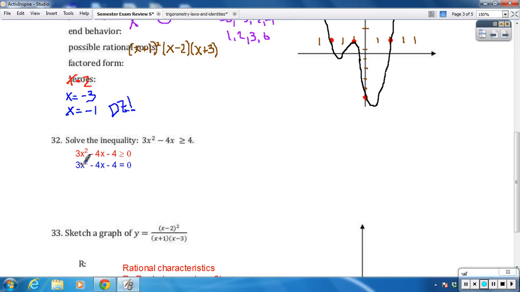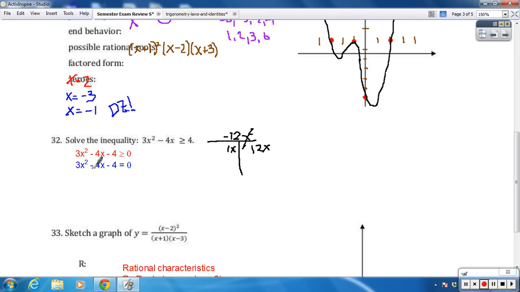First I'm going to multiply my first term and my last term together, which gives me negative 12x squared. Then I'm going to list out the factors of negative 12x squared, and find the ones that give me a negative 4 in the middle. So I have 1 and 12, 1x and 12x.